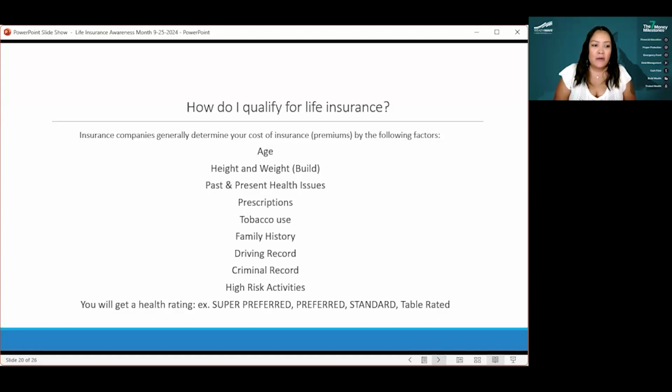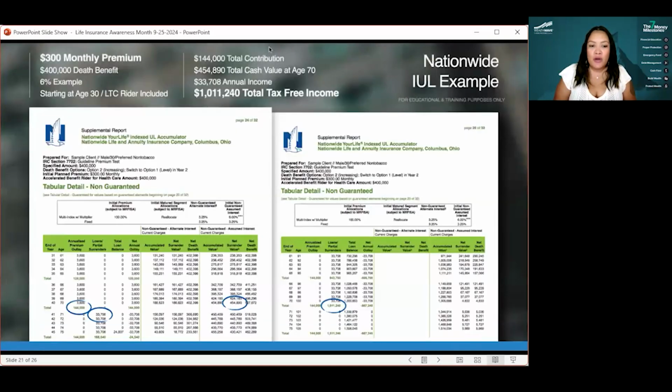All right. Now, I want to show you an example of how does this all work. So you all see this example from Nationwide. It's actually one of our companies that I work with. This is an example of an IUL, an Index Universal Life Insurance policy, a real life one. I'm not making recommendations. This is just for hypothetical purposes only.